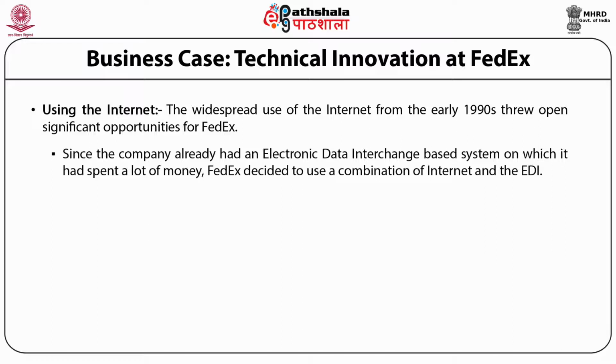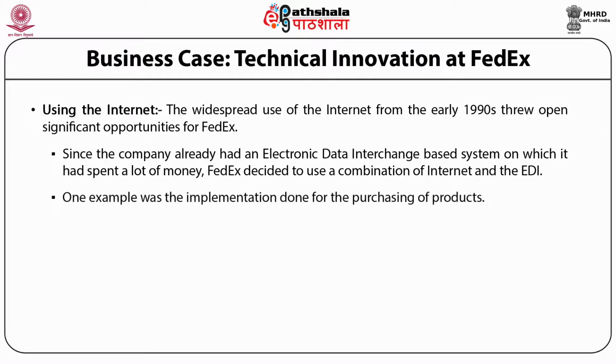Since the company already had an electronic data interchange based system on which it had spent a lot of money, FedExpress decided to use a combination of Internet and EDI. One example was the implementation done for the purchasing of product. FedEx purchased a product from a company called Ariba. Ariba was a requisitioning system that was housed on the FedExpress intranet.